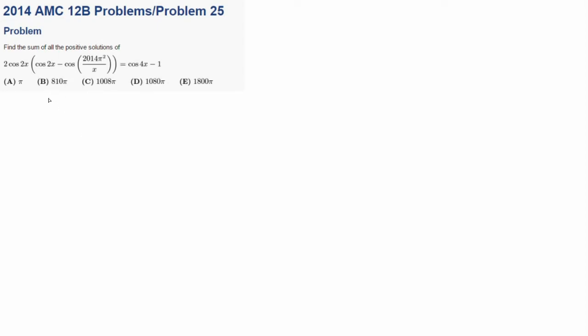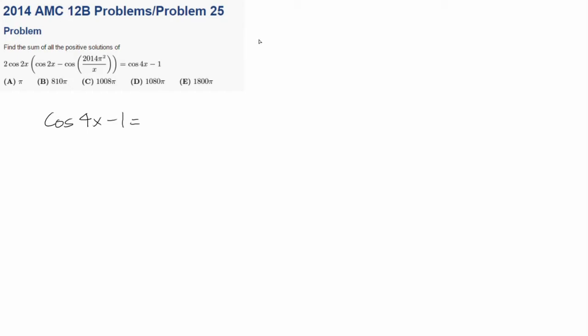First of all, we notice that everything on the left side is cosine 2x, and the thing on the right side is cosine 4x. So we're going to want to rewrite that. Cosine 4x minus 1. And you should use the cosine double angle formula, let's see if I can remember it.